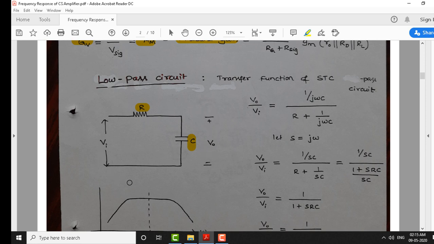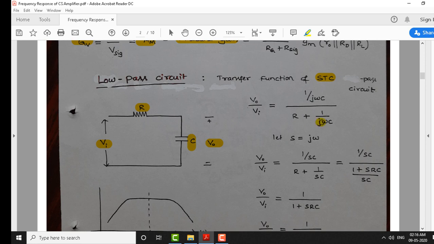Now this circuit is called a single time constant circuit. Shortly, we can call this an STC circuit. The transfer function of this STC circuit can be obtained by taking the ratio of V0 divided by Vi. So V0 by Vi equals, it's the voltage division rule again here. V0 by Vi equals 1 by j omega C, that's the capacitive reactance, divided by the total sum of the resistances, which is R plus 1 by j omega C.